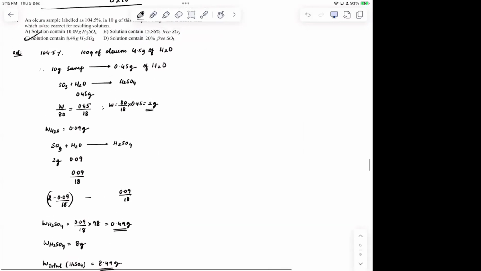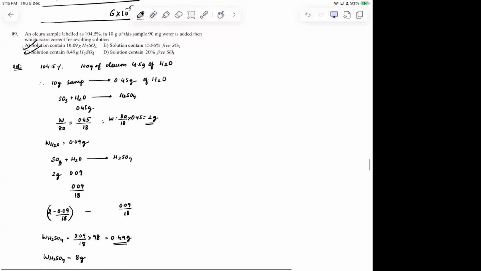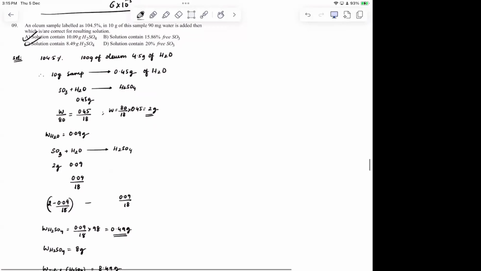So option C is matching. And what are the other options here? The solution contains 10.09 grams of H2SO4. Correct. We have added only 0.09 grams of H2SO4, so that will be the total weight here. No, no, we have added SO3 also, no? SO3 of 2 grams. So 12.09. That is 10 and 0.09 we have added. So A is correct only. Correct. A is correct.